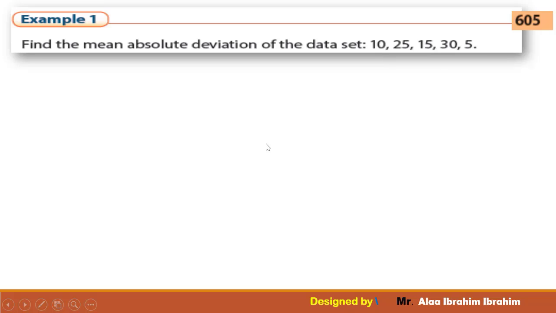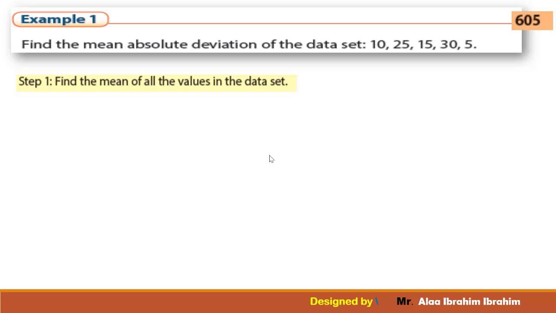We start first with finding the mean. The first step is to find the mean of all values in the data set. We talked about this before in lesson 4, how to find the mean. The sum of values, so we add them, divided by the number of these values. So 10 plus 25 plus 15 plus 30 plus 5. Finally we have 17. 17 is your mean.